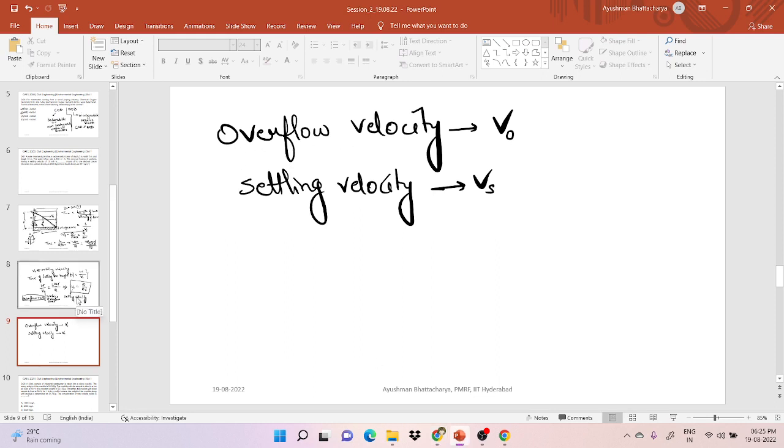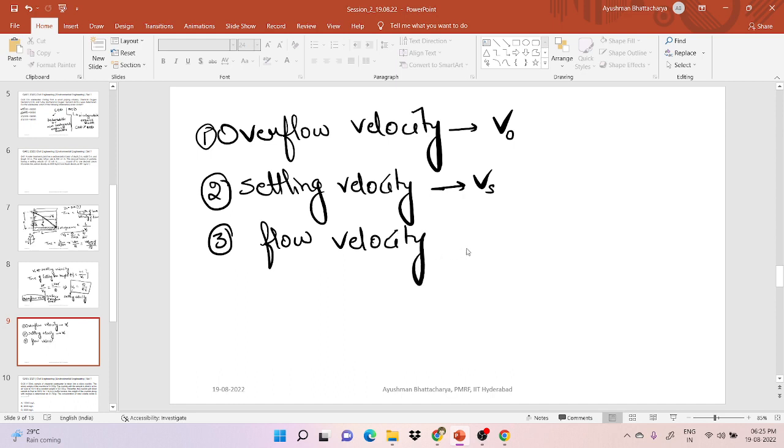So from the concept we developed, there are three types of velocity. One is overflow velocity, second is settling velocity, and third is flow velocity. Now I will again repeat the concept so that you can understand better. Now coming to first, flow velocity.